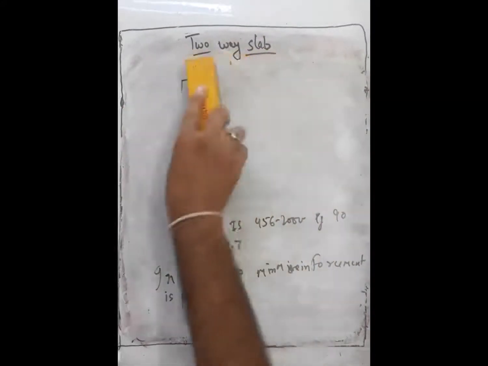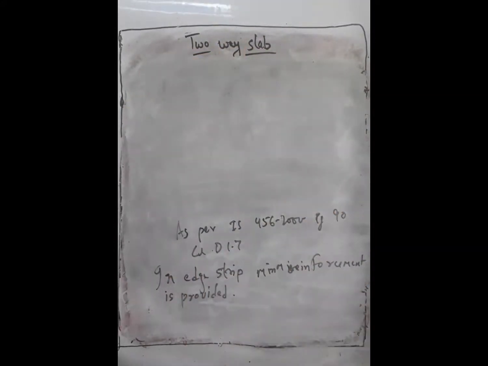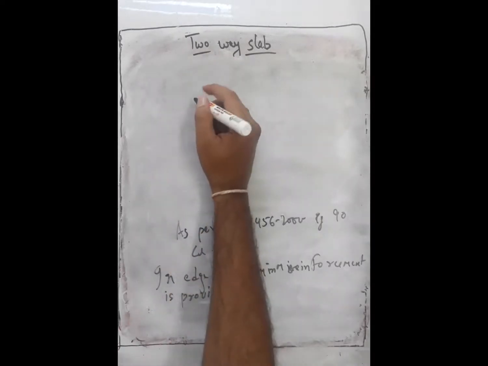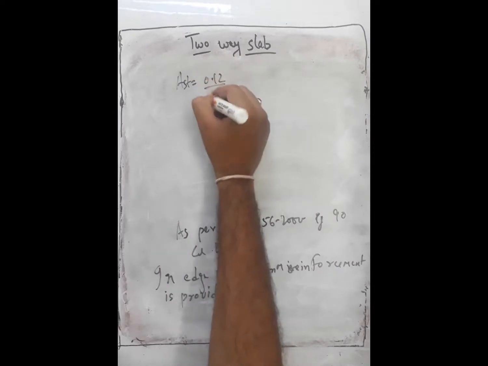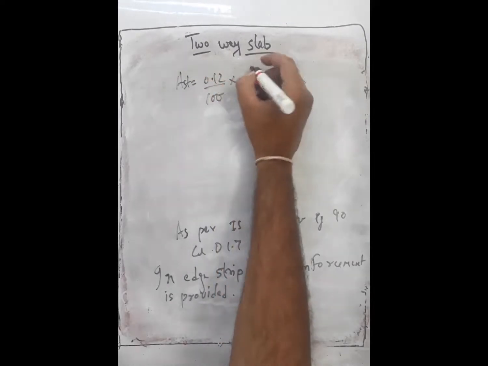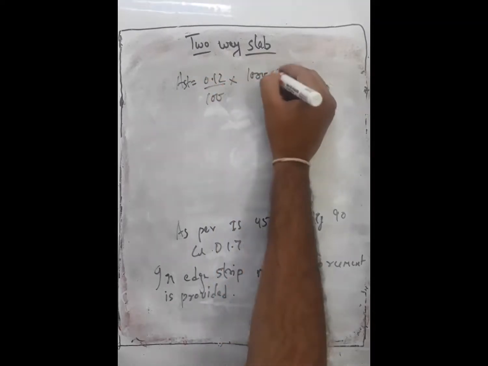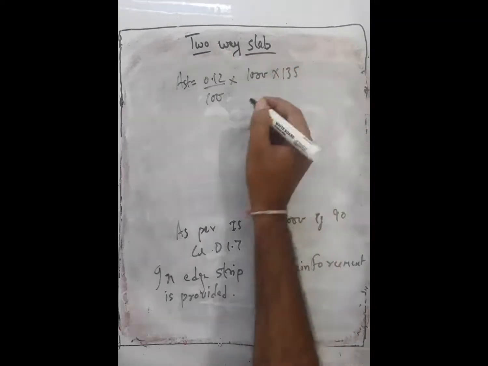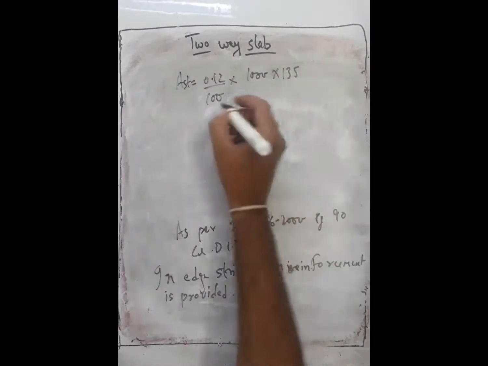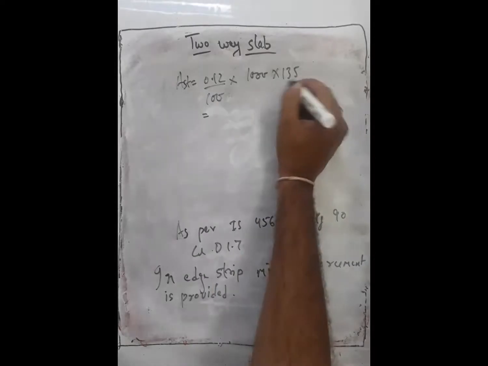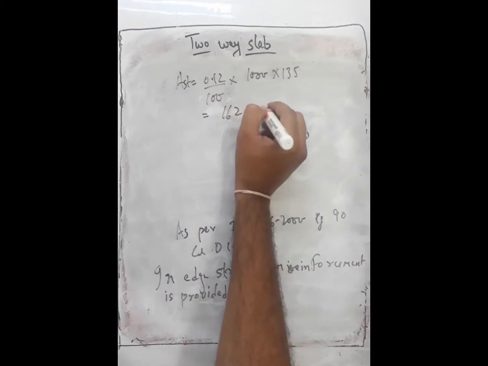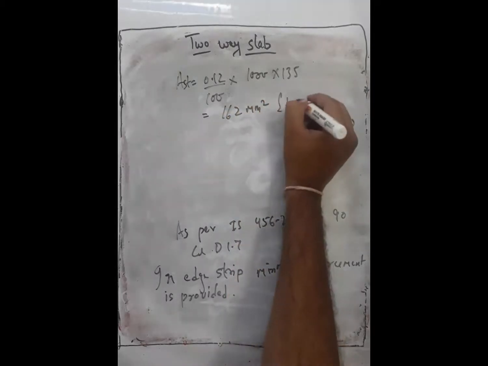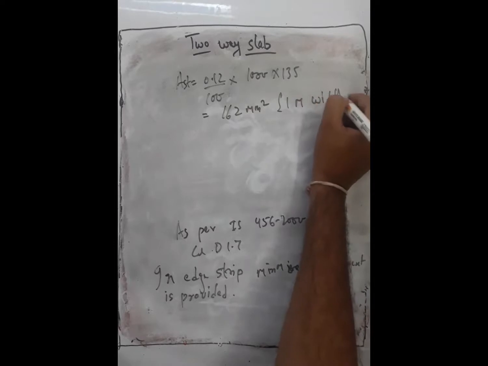0.12%. So let's find the minimum reinforcement. AST is equal to 0.12 divided by 100 into 1000 into 135. Here we have taken the overall depth, that's why we have taken 135. So here we get 162 mm square, and this is for 1 meter width.